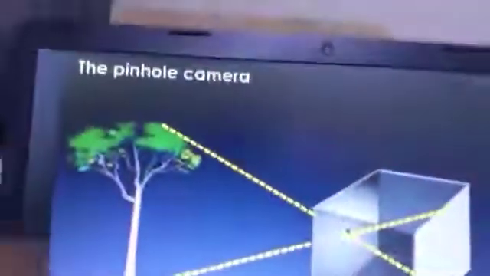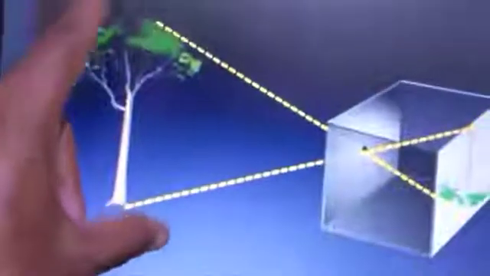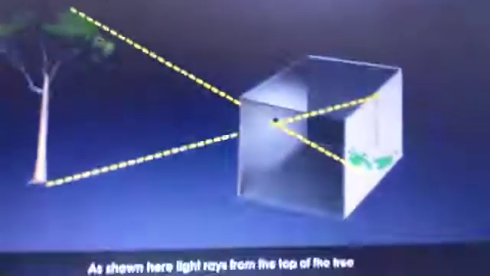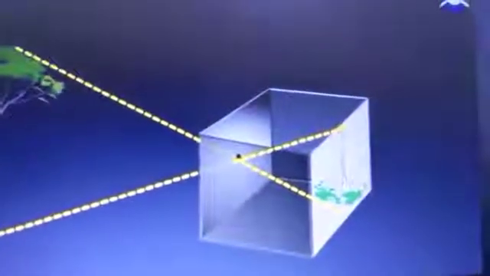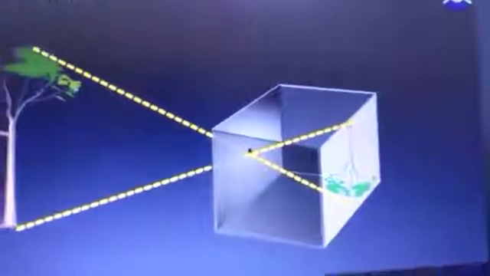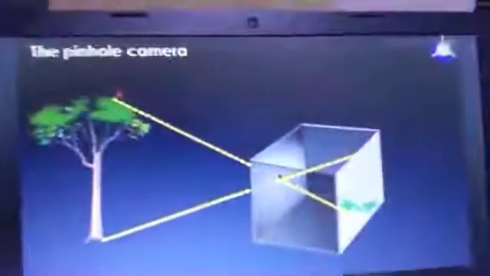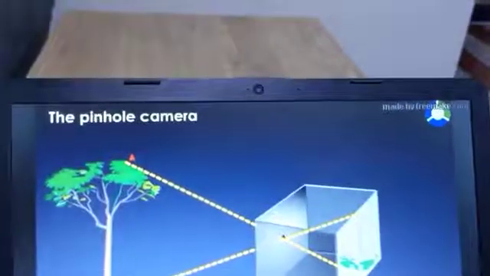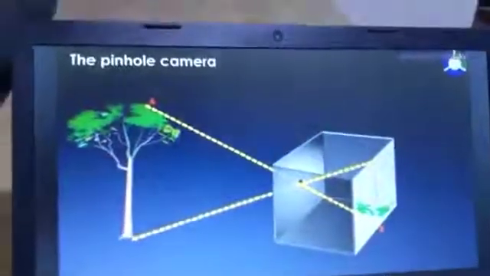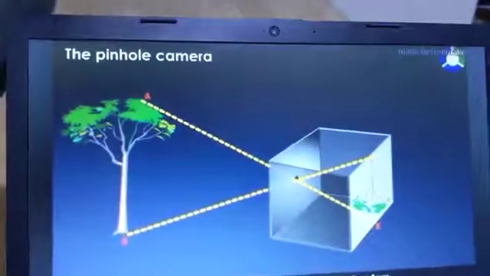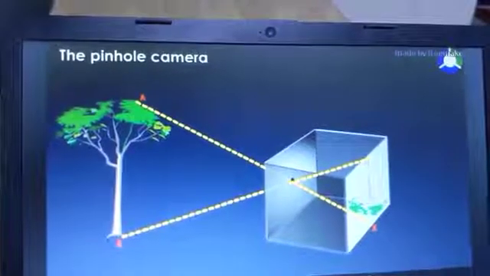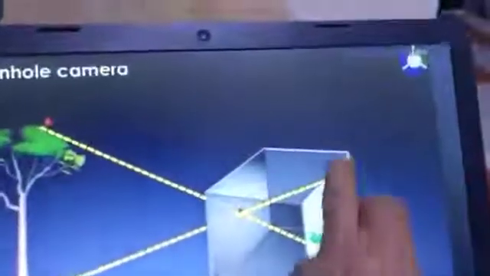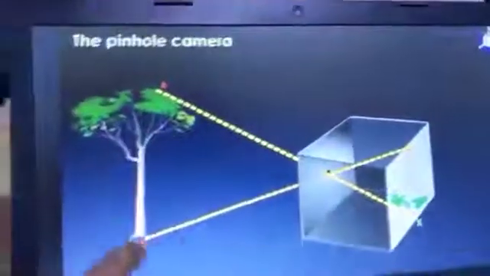Now you see here, this is a tree. When the tree's image comes in through the pinhole, an inverted image smaller than the object can be observed on the screen. Now you can see this one. This also shows that light travels in a straight line. You see here points X and Y. A is X and B is Y.